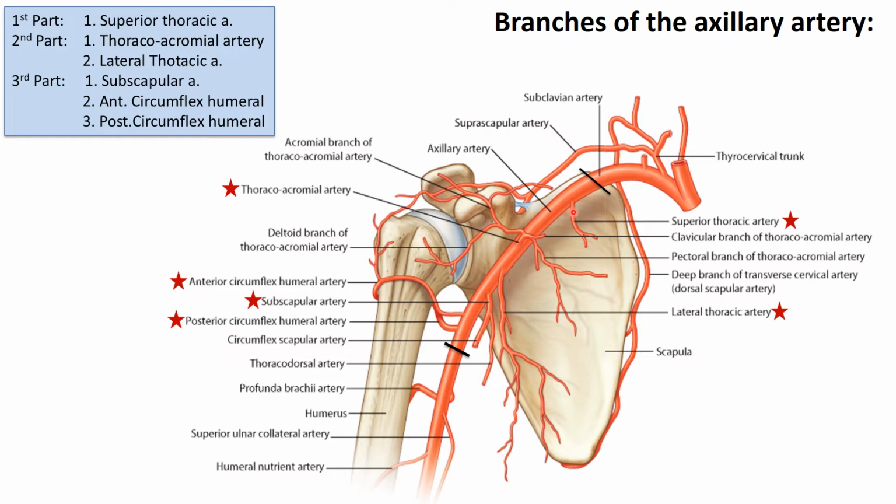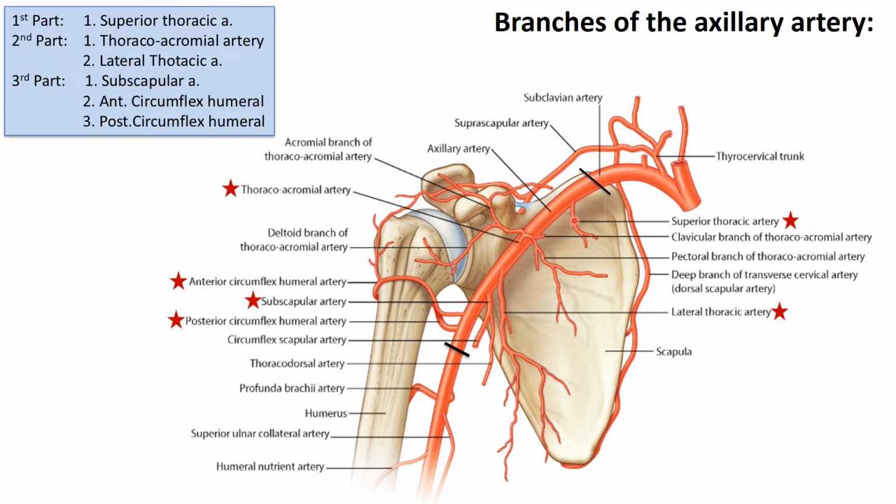So this is the only branch. We said one branch from the first part. You see this artery here, the superior thoracic artery. This artery comes from the part of the axillary artery which we consider the first part, that is proximal to the attachment of the pectoralis minor muscle.